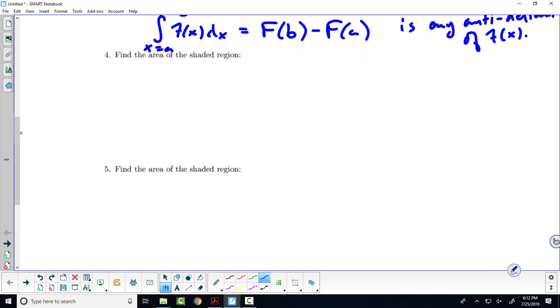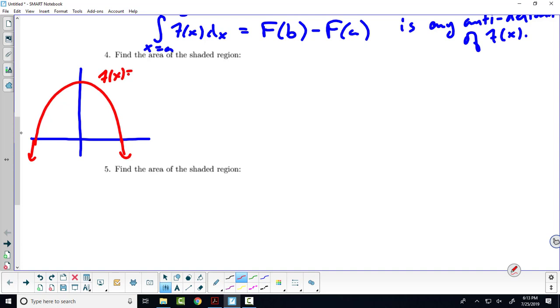Okay, so let's put this into practice. Let's look at the graph of this function right here. It continues on downwards. Here's the graph of f of x is equal to minus x squared plus 4. And we want to find the area of this shaded region right here.